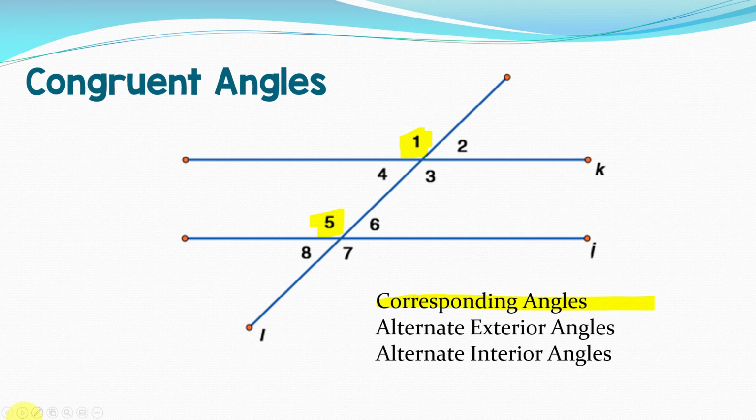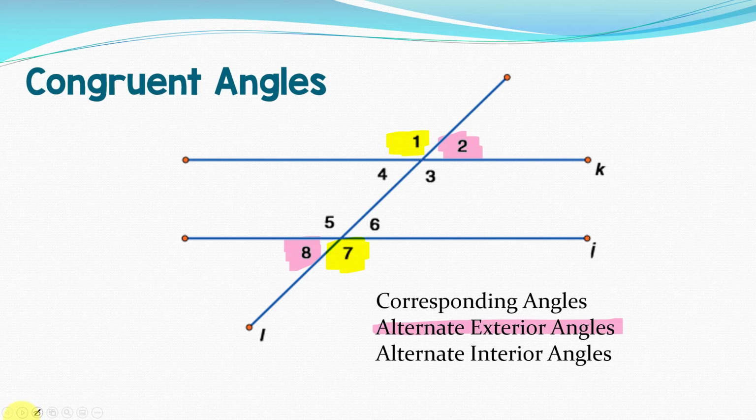All right, which of these angle relationships are congruent? Actually, most all of them except for one combination, which we'll get to at the end. But again, corresponding angles. So 1 and 5 are corresponding, as well as 2 and 6, 4 and 8, 3 and 7. And all of those angle relationships will be congruent.